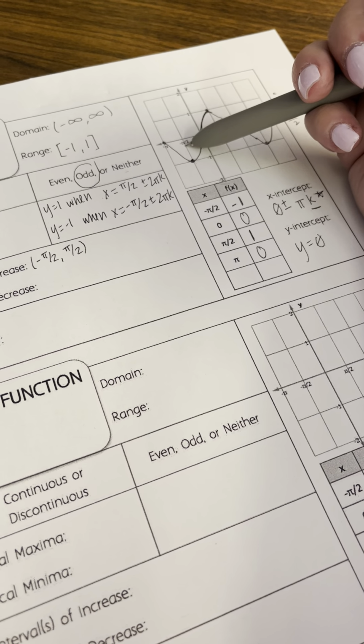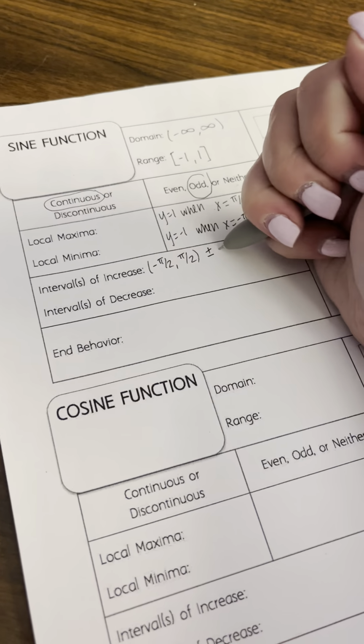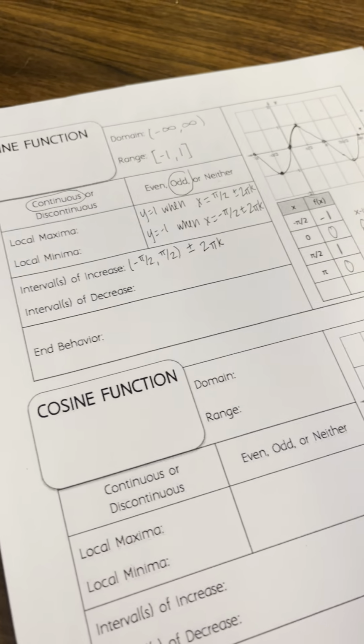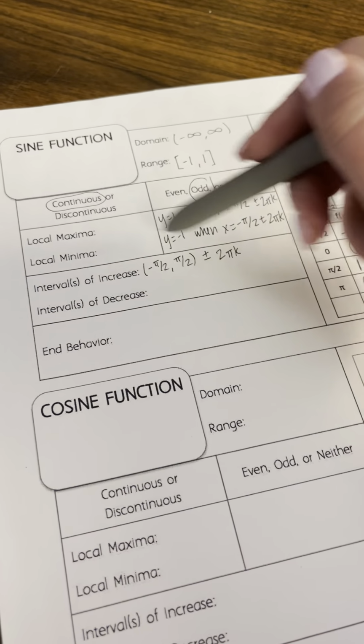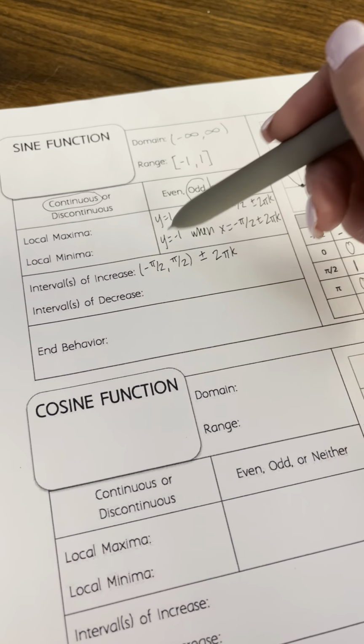And then also any coterminal angles with any interval, any angle in that interval. And then decrease, I'm going to go pi over 2 to 3 pi over 2 because that's where my x is when my line is going down. And again, or any iteration of that.